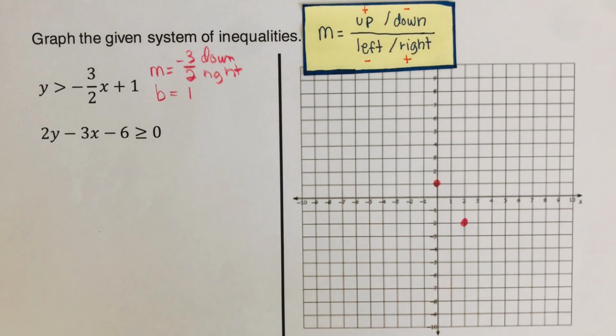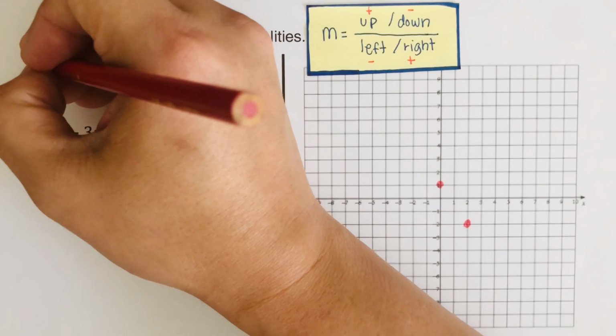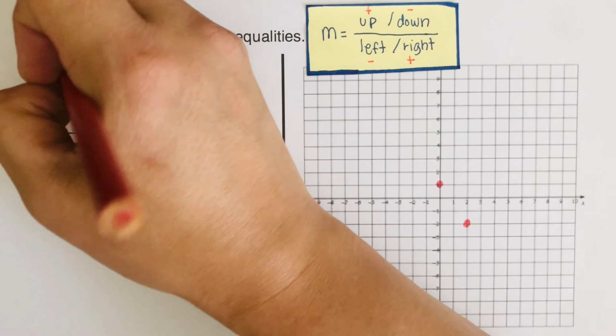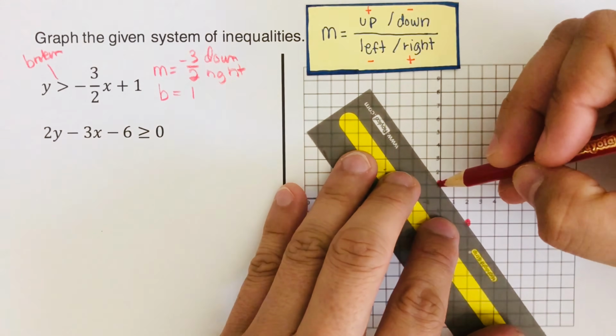So then we're ready to connect these dots together. Now please remember that this one has no bar underneath, so we're going to use a broken line. So I will connect these two dots together with a broken line.